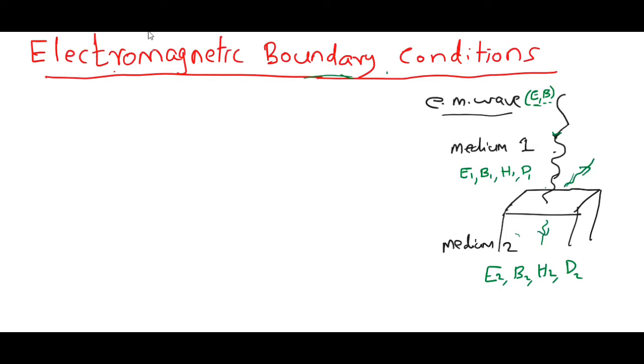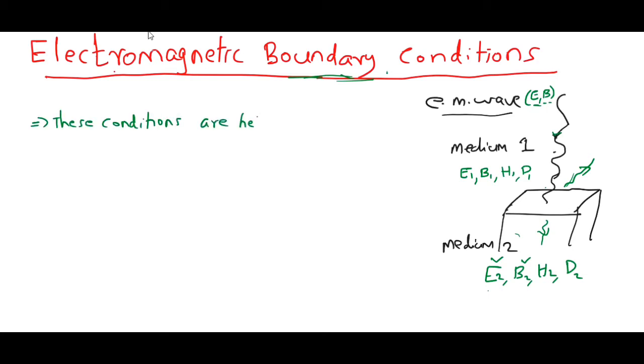So if we know the boundary conditions, we can find the strength and intensity of the electric and magnetic fields of the electromagnetic wave in the second medium. Therefore, the boundary conditions are helpful in determining the field on one side of the boundary if the field on the other side is known.